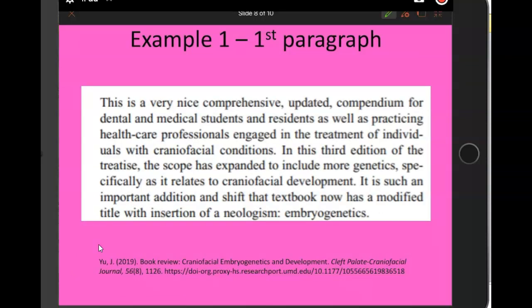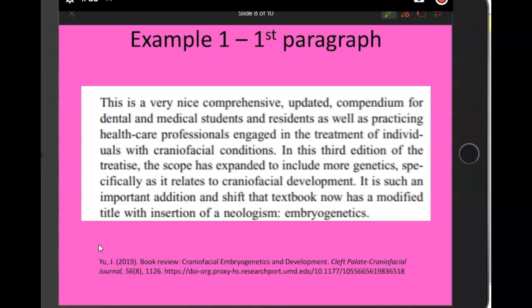So this one is the book review by you, and I think it's a compendium about craniofacial embryo genetics and development. That's a mouthful. And it's a very short book review. It's 4 paragraphs, so I included all of them here. But it follows the same structure.